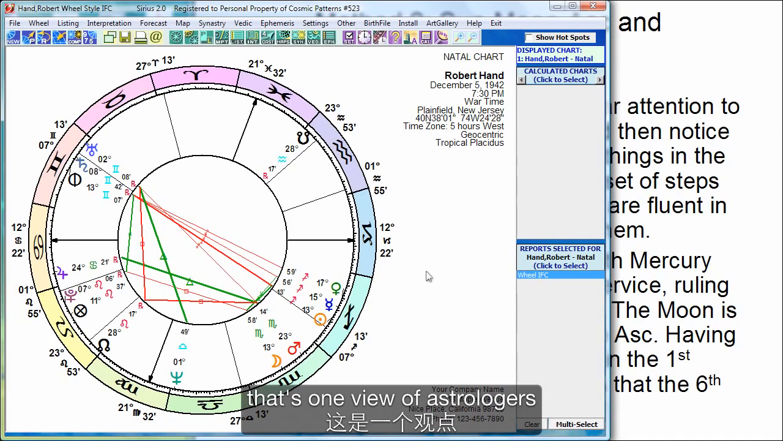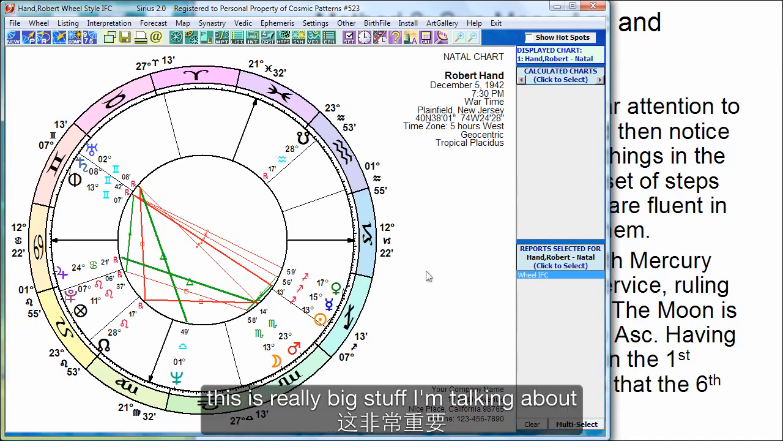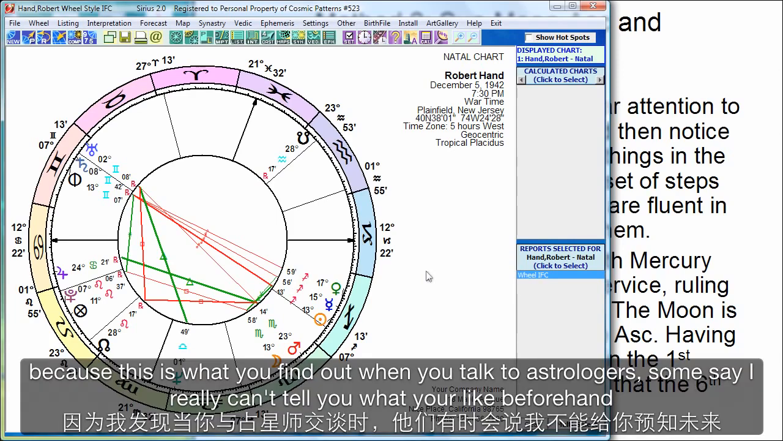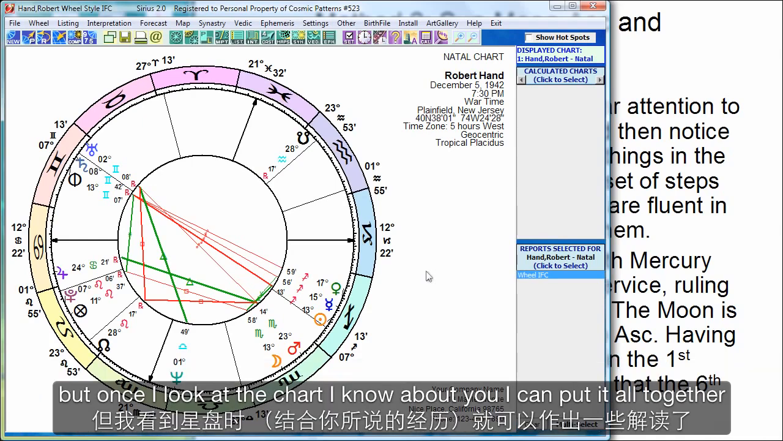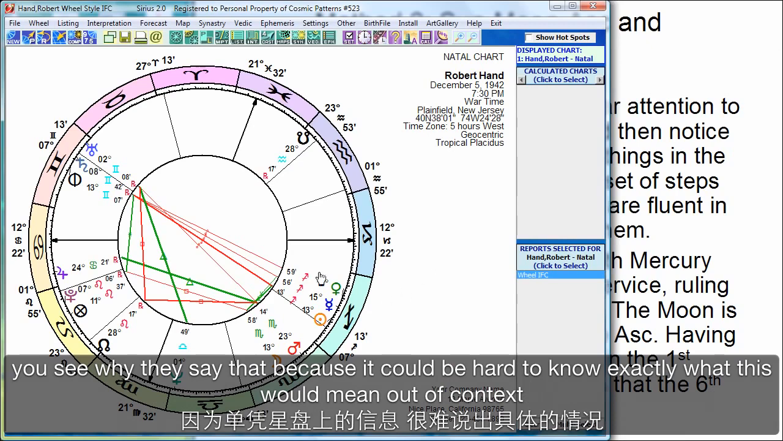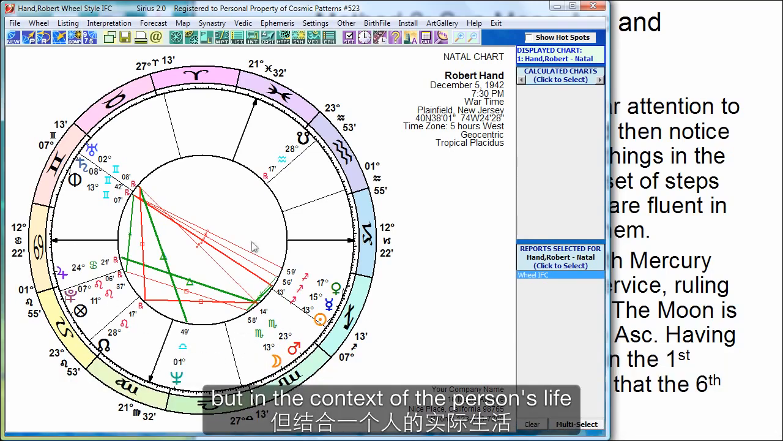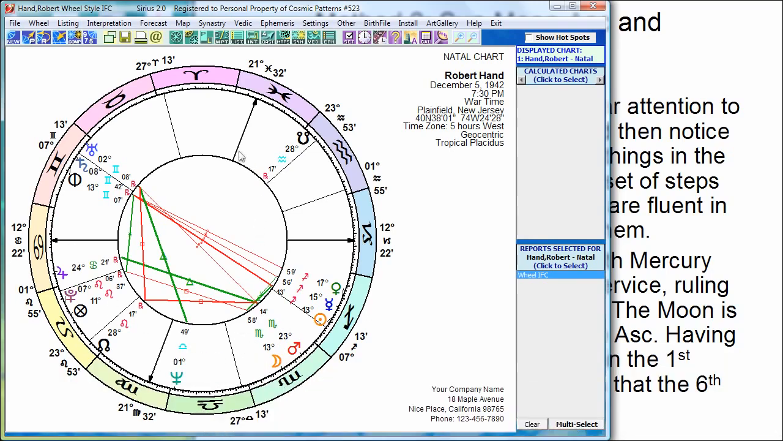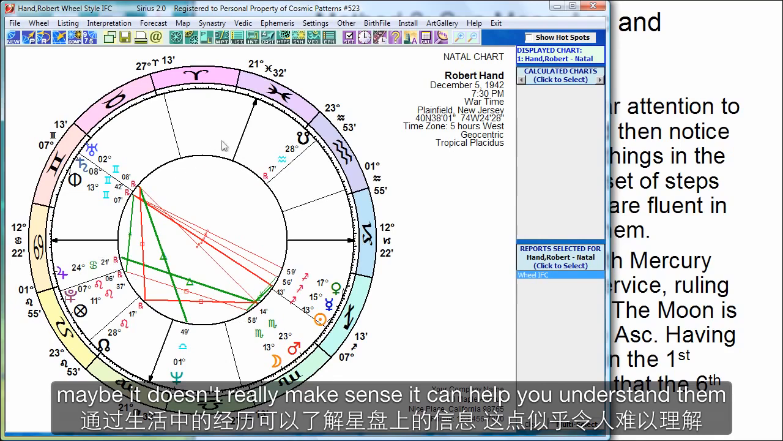That's one view of astrologers. This is really big stuff I'm talking about, because this is what you find out when you talk to astrologers. Some say, I really can't tell you what you're like beforehand, but once I look at the chart and I know about you, I can put it all together. You see why they say that? Because it could be hard to know exactly what this would mean out of context, but in the context of the person's life, maybe it does really make sense. It can help you understand them.